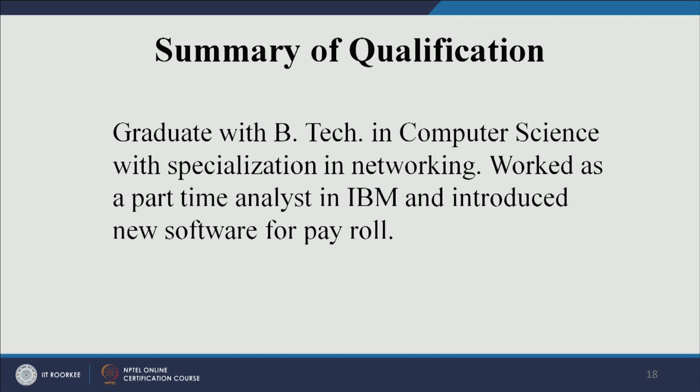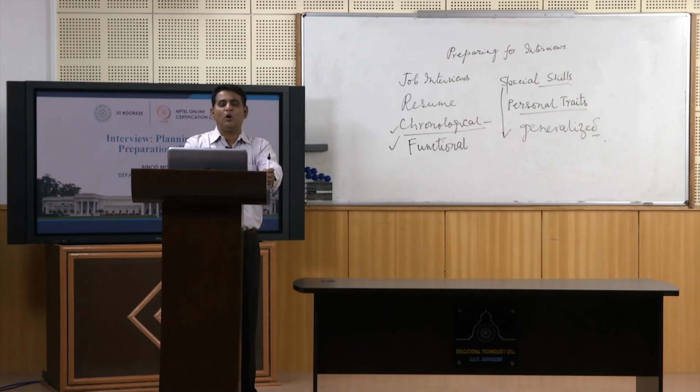And then you can also provide a summary of qualification, meaning you will start with the highest qualification, and then come down, so this has to be in a systematic order. So, graduate with BTech in computer science with specialization. Now, when we say specialization in networking, sometimes people may also say specialization in something else. So, through this you are going to create a chance in the mind of the recruiters.